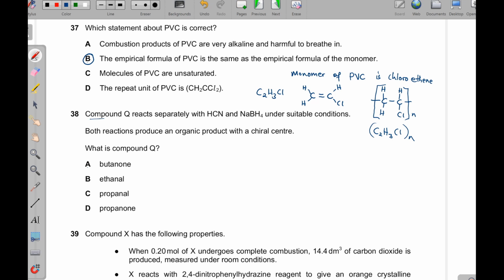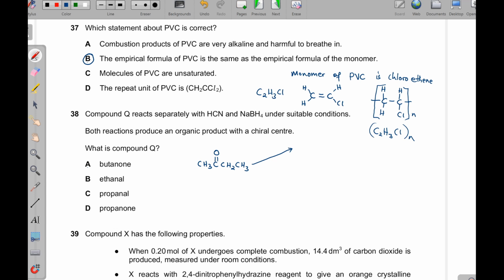Question 38. Compound Q reacts separately with hydrogen cyanide and sodium hydroborate under suitable conditions. Both reactions produce an organic product with a chiral center. What is compound Q? Now, butanone here, I'm going to first look at this: CH3, then C, then the double bond to O, and then we have a CH2, and then a CH3.